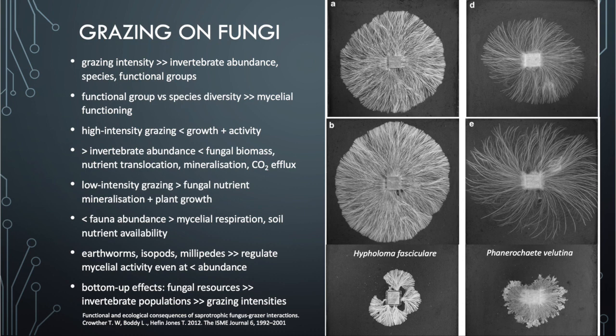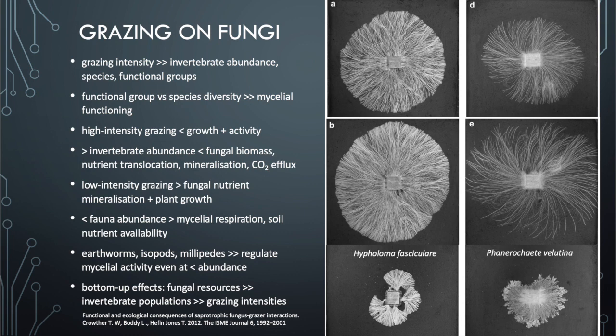Low intensity grazing, on the other hand, increases fungal nutrient mineralization and plant growth because low intensity grazing actually stimulates fungal growth. Decreased fauna abundance means increased mycelial respiration because fungi are now growing, their growth is stimulated, so there's more respiration occurring, and soil nutrient availability as a result. Because of this lower intensity feeding, fungi are continually able to grow, and therefore that increases nutrient availability in the ecosystem. Larger animals such as earthworms, isopods, millipedes are the main regulators of mycelial activity even at low abundance.